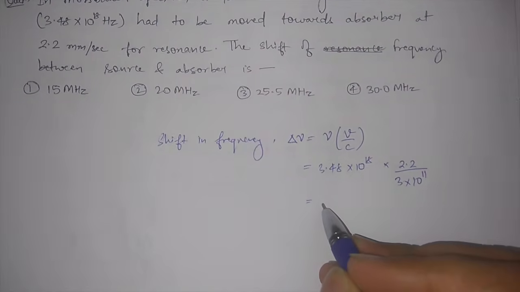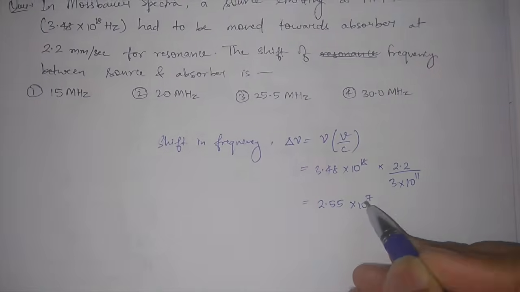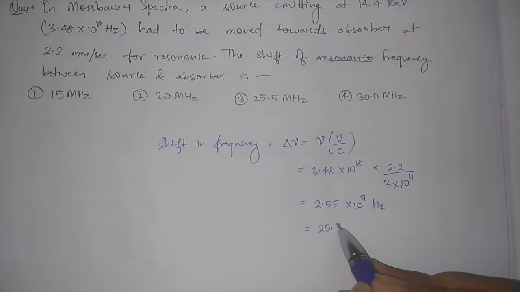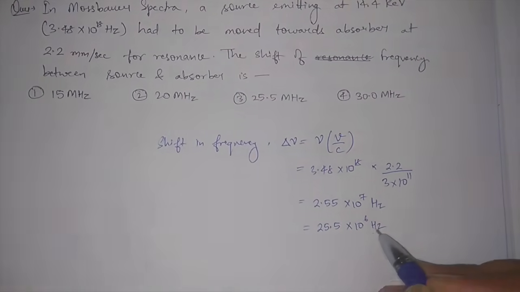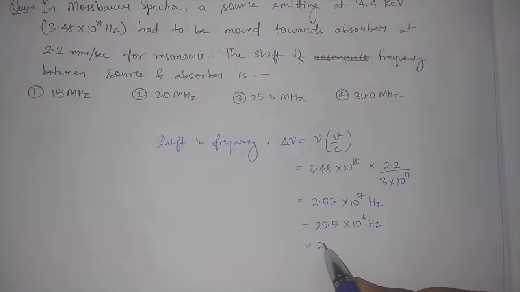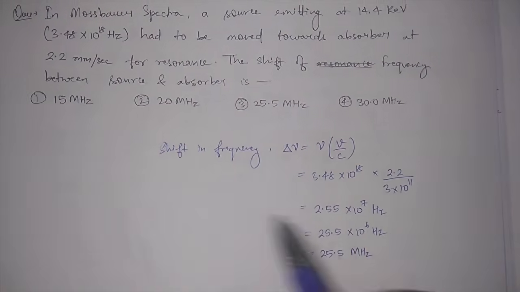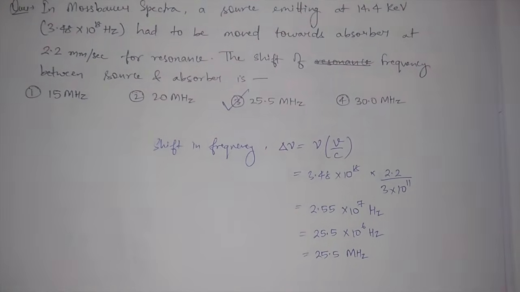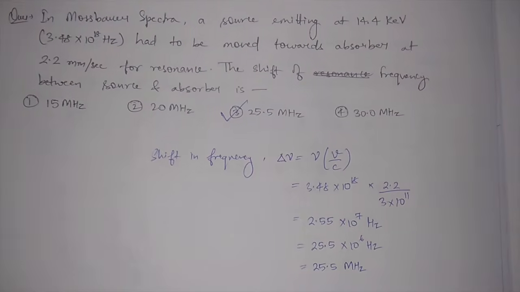So you are going to get 2.55 into 10 to the power 7 hertz, or you can write it as 25.5 into 10 to the power 6 hertz, right? Now 10 to the power 6 hertz is nothing but megahertz, so you can write it as 25.5 megahertz. Now if you check the options, the third option becomes your correct choice, right? In this way you can do questions based on Mossbauer spectra.